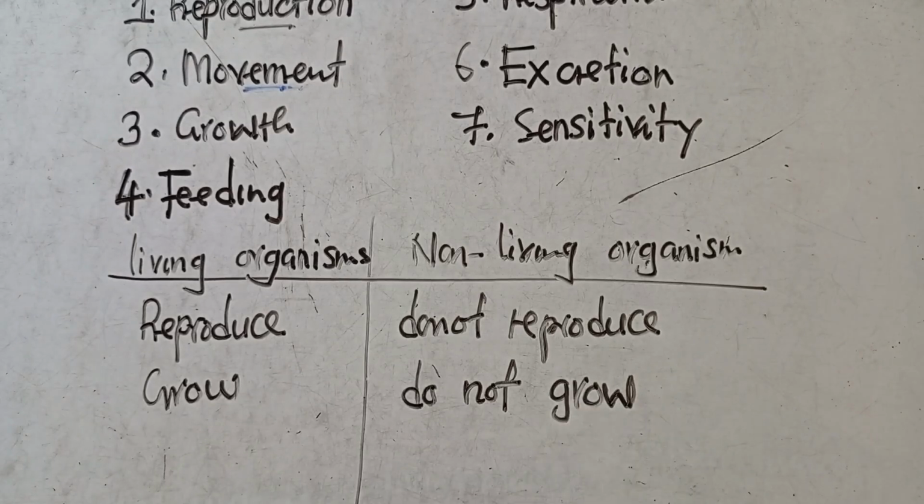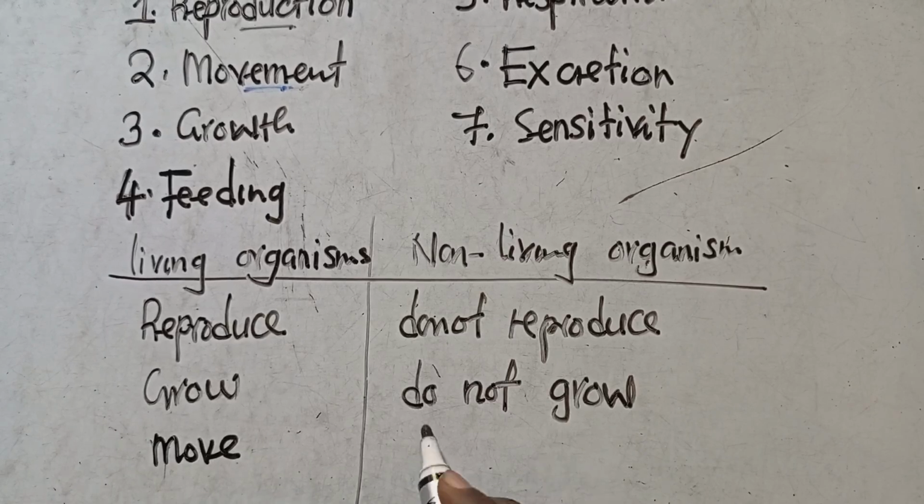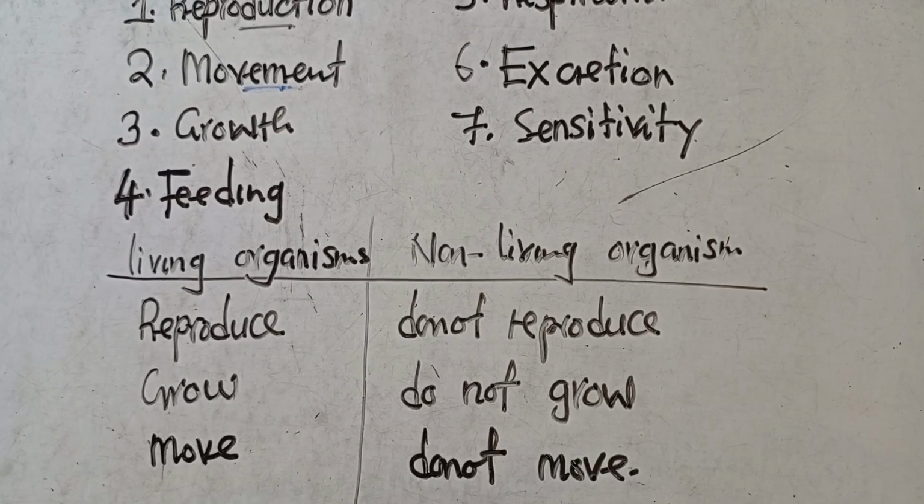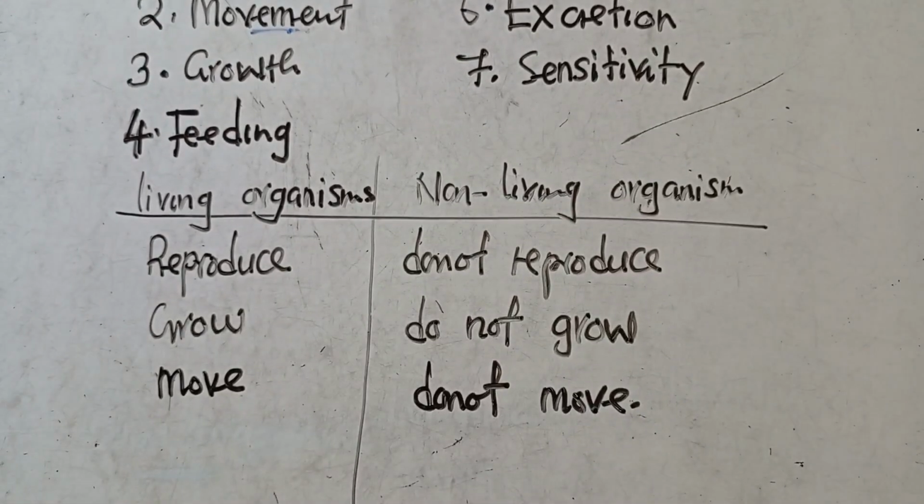These ones are able to do what? They are able to move. Living organisms are able to move, locomote. So living organisms are able to move. These ones do not move. I want you people to know this. I want you people to understand this. This is something that is not that difficult. You are able to work out some of these things.